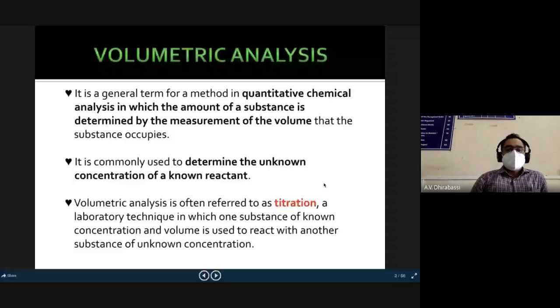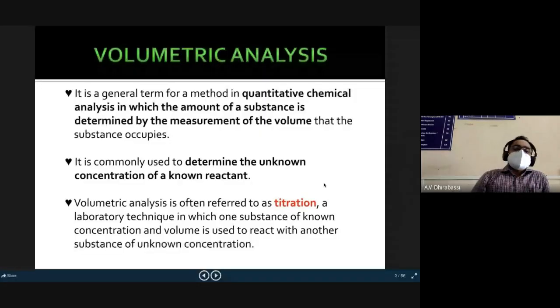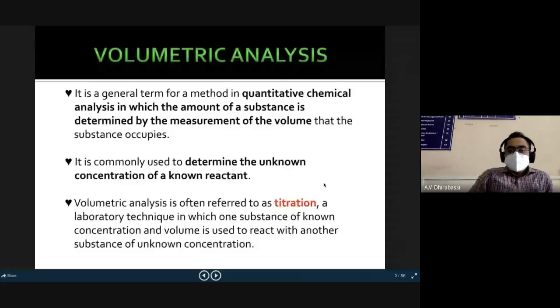In a general laboratory we have titration. It is a laboratory technique in which a substance of known concentration and volume is used to react with another substance of unknown concentration. So for any sample given, you have to identify its concentration by using one standard known compound and its volume and concentration. Using that we can find out the exact concentration of the unknown compound. That is titration, which belongs to volumetric analysis.